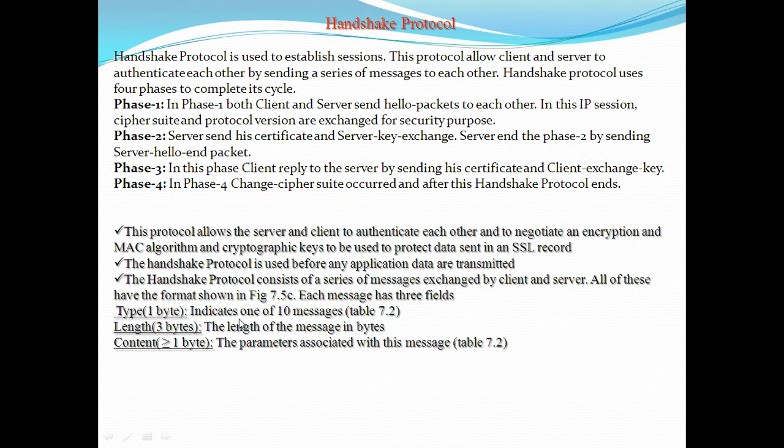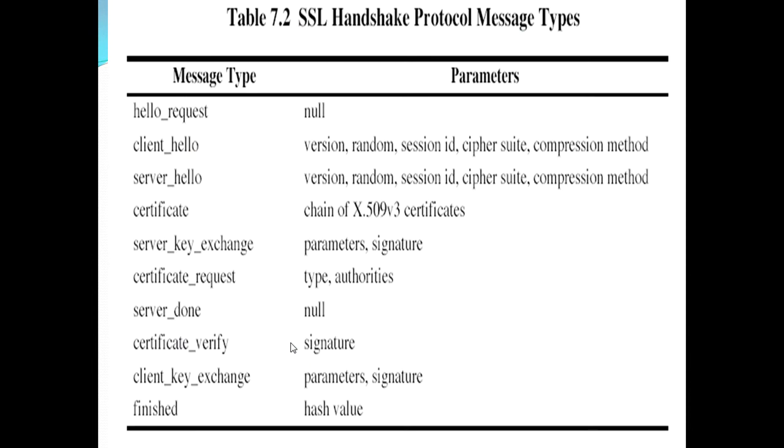The first byte, type, indicates the type of message. There are 10 message types. Then comes the length of the message, that is, what the client or server is going to exchange. So there is the type of the message, the length of the message, and the parameters about the message in the content field. That is dynamic. All these messages are exchanged between the client and server.